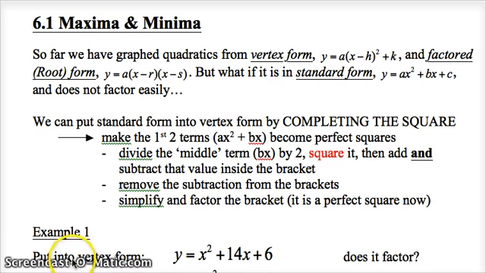So looking at example 1, let's put this into vertex form, y equals x squared plus 14x plus 6. And we want to say, okay, well, can we factor that? Could we just do it that way? Does anything multiply to 6 and add to 14? And no, it doesn't. So what we need to do is complete the square.